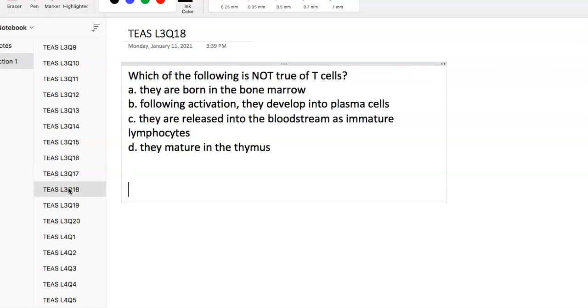Question 18. Which of the following is not true of T cells? And the answer that we want is that following activation, they develop into plasma cells. So that's answer choice B. T cells are born in the bone marrow and released into the bloodstream as immature lymphocytes. T cells mature in the thymus, differentiating into either helper or cytotoxic T cells. Following activation, B cells, but not T cells, develop into plasma cells and secrete antibodies.